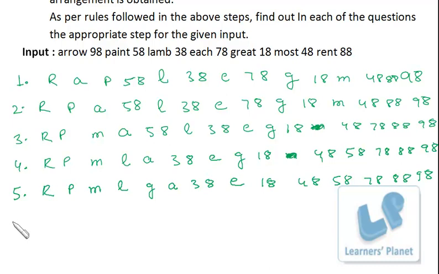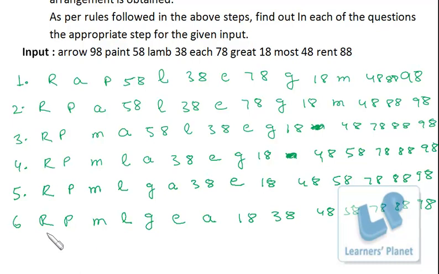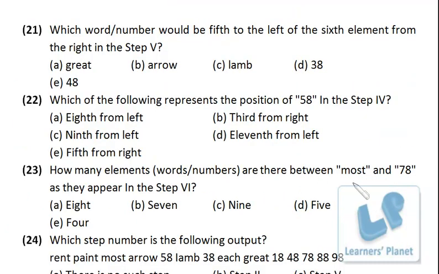Next is R, P, M, L, G, then we have to take E, then A, then number 38 we have to shift it over here, A, then 18, 38, 48, 58, 78, 88, 98. Okay, now this is a desired order of words and this is a desired order of numbers. So this step 6 seems to be the last step. Okay, or we can say the output. Now let's do the questions quickly.